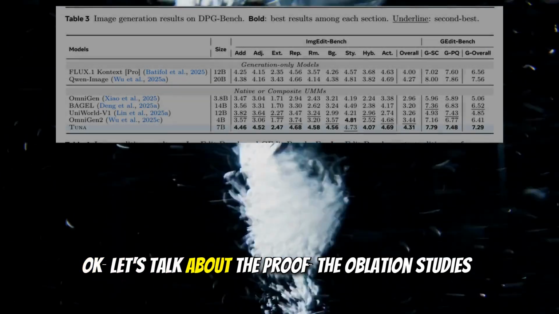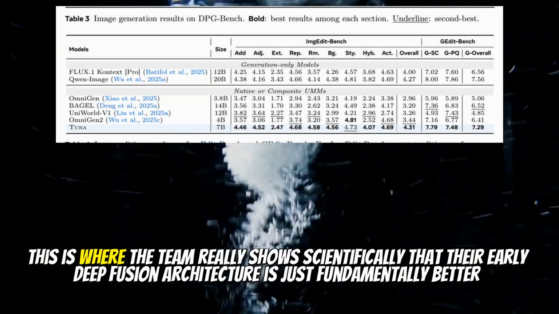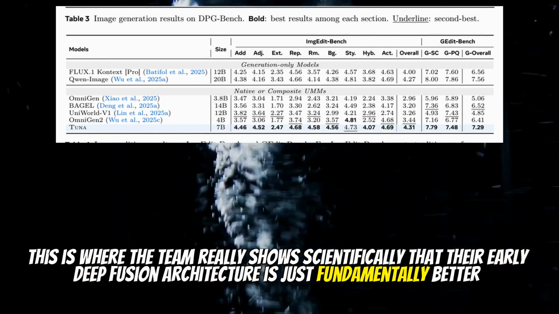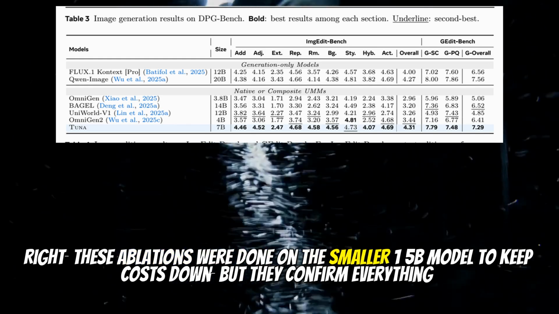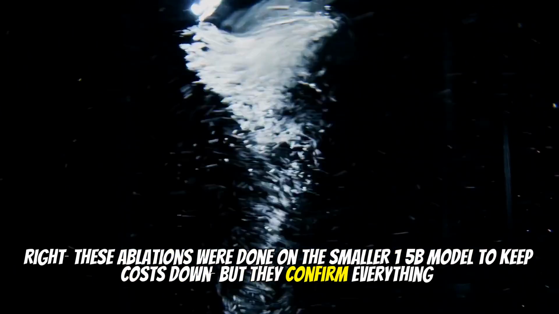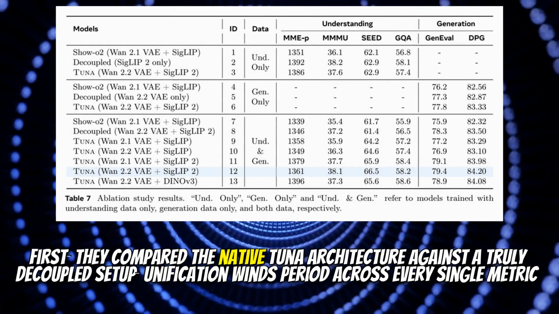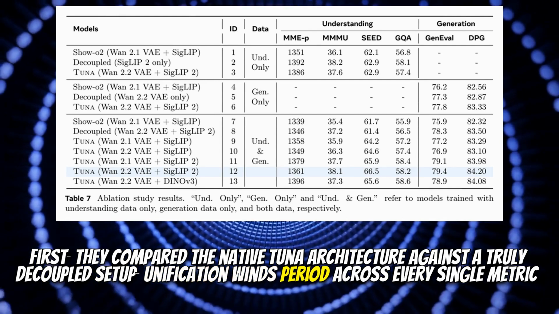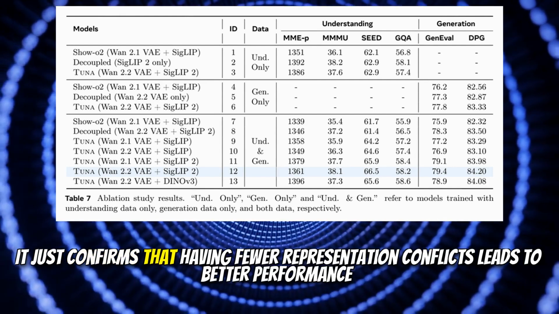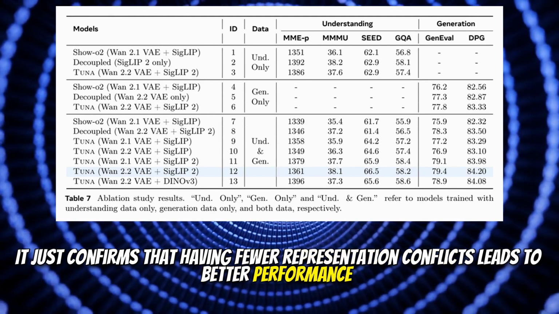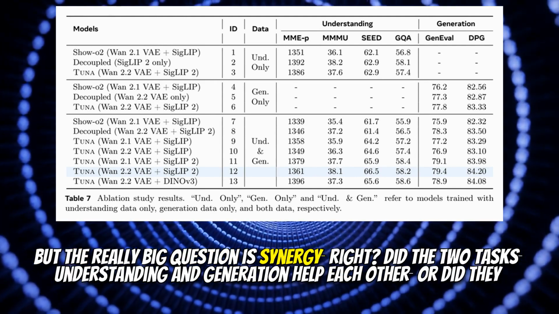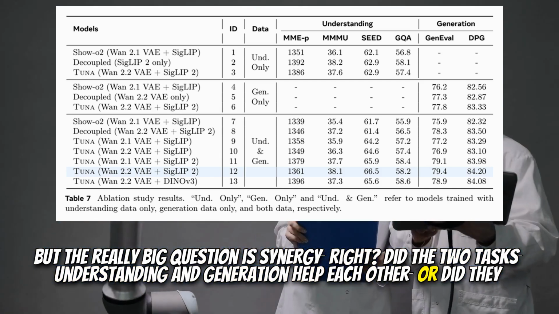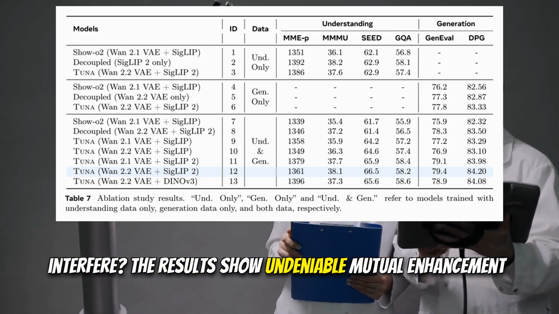Okay, let's talk about the proof. The ablation studies. This is where the team really shows scientifically that their early deep fusion architecture is just fundamentally better. Right. These ablations were done on the smaller 1.5B model to keep costs down, but they confirm everything. First, they compared the native Tuna architecture against a truly decoupled setup. Yeah. Unification wins, period, across every single metric. It just confirms that having fewer representation conflicts leads to better performance. But the really big question is synergy, right? Did the two tasks, understanding and generation, help each other, or did they interfere? The results show undeniable mutual enhancement.